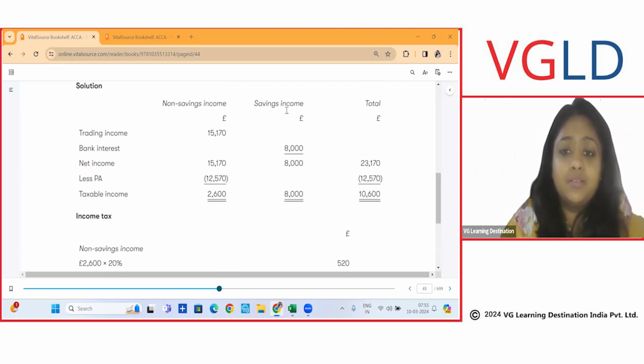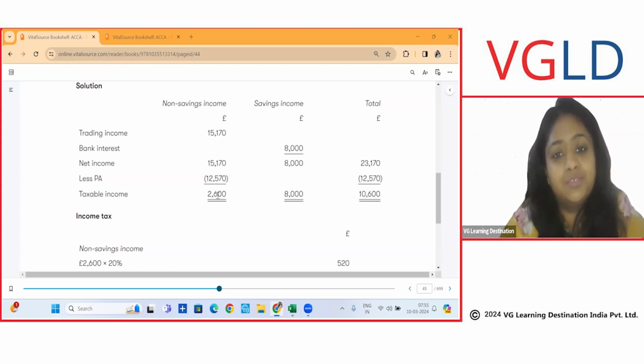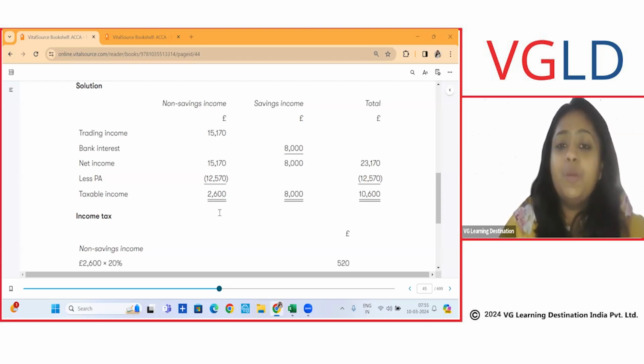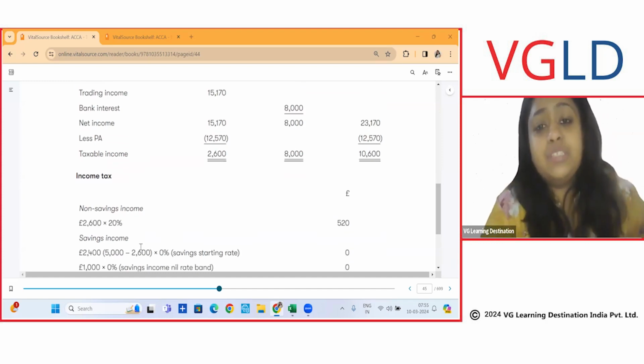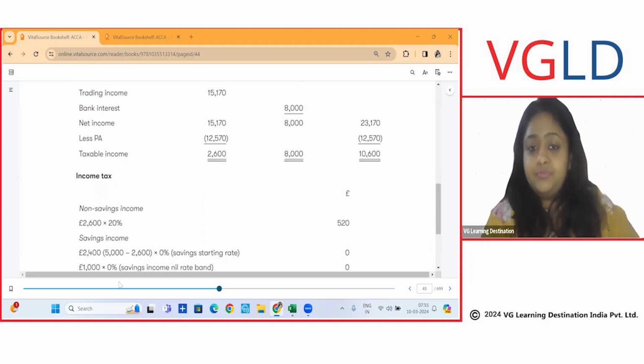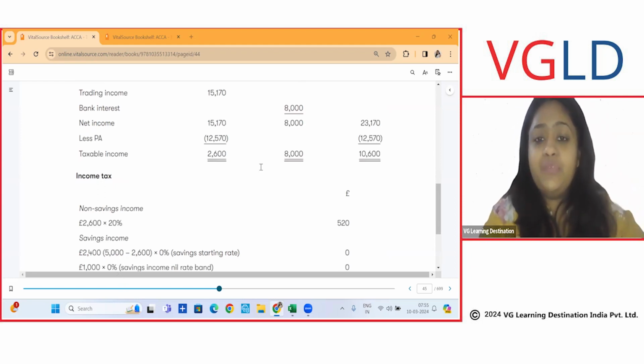Now for the savings income, you know that the non-savings income taxable portion is less than 5,000. So when I reduce this figure from 5,000, I get 2,400. That 2,400 will be covered by the starting nil rate band for savings income. 5,000 less 2,600 will be covered by the starting nil rate band of 5,000. So 2,400 will be at 0%.